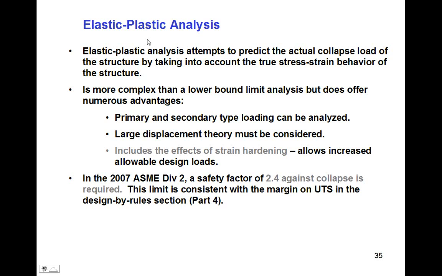Primary and secondary loads can be evaluated. Large displacement theory must be considered. It also includes the effects of strain hardening, which the limit analysis does not include. And this is the lowest safety factor provided for the elastic plastic analysis that we get in the Division 2 code, which is 2.4 against collapse.